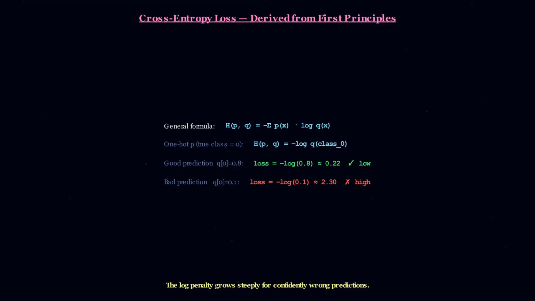If the model only gives 0.1 to the correct class, the loss is negative log of 0.1, about 2.3. That's 10 times higher. The log makes the penalty grow very steeply as the model becomes more confidently wrong. This steep penalty for confident wrong predictions is exactly what we want. A model that says 99% probability to the wrong class should be punished far more than one that says 60%. The log function enforces this naturally.